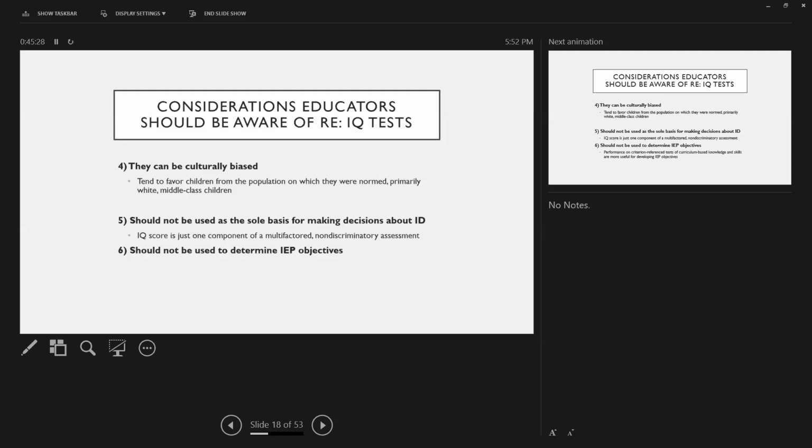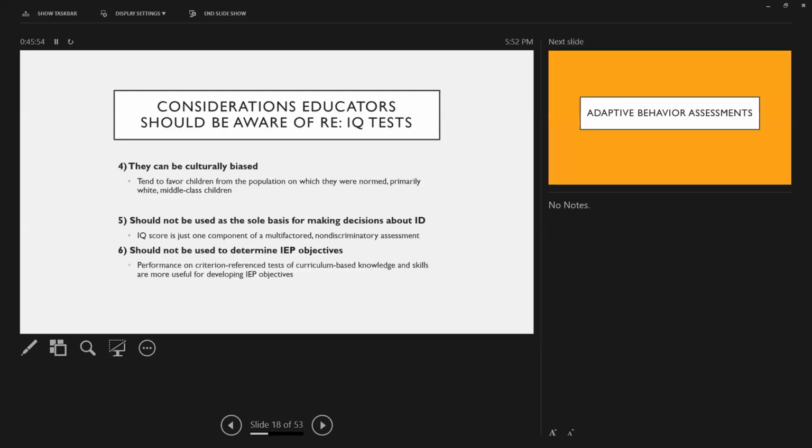One other thing. We never use IQ tests to determine IEP objectives. Like, I'm assuming that none of you have ever seen an IEP goal that Joey is going to increase his intelligence quotient by 15 points by the end of the academic school year, right? That does not make sense. It's not measurable, and it's far-fetched. Absolutely.